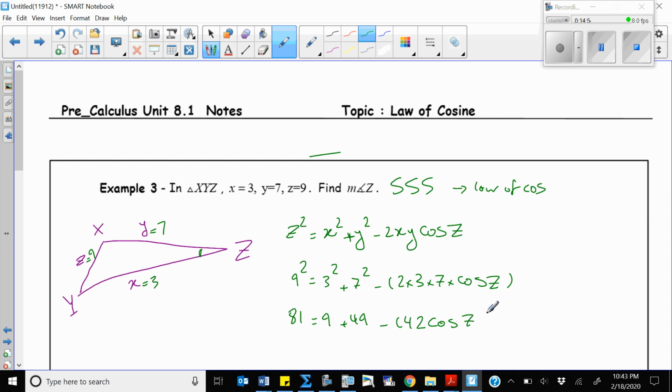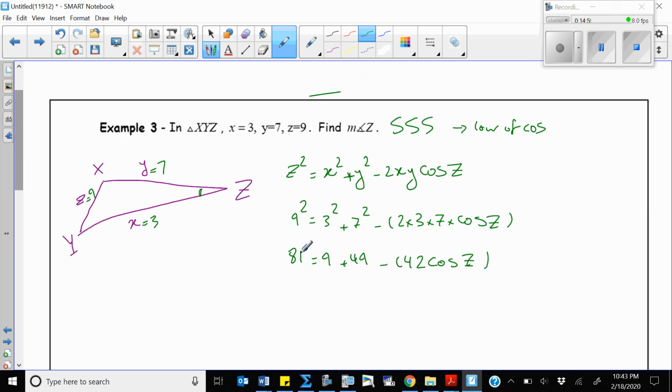Cosine of z, I'm sorry. Okay. 81 is equal to 9 plus 49 is 58 minus 42 cosine of z.